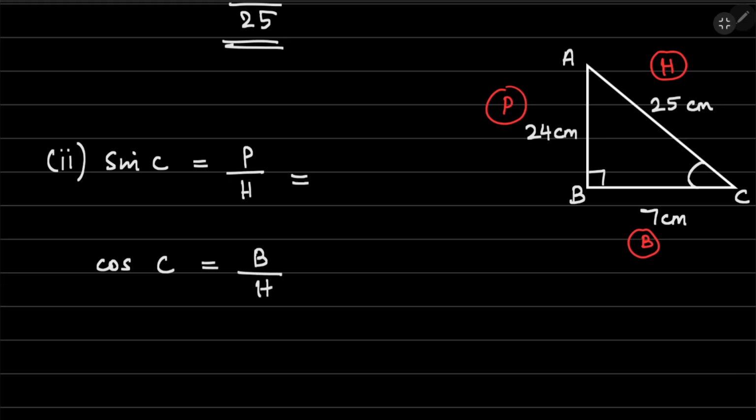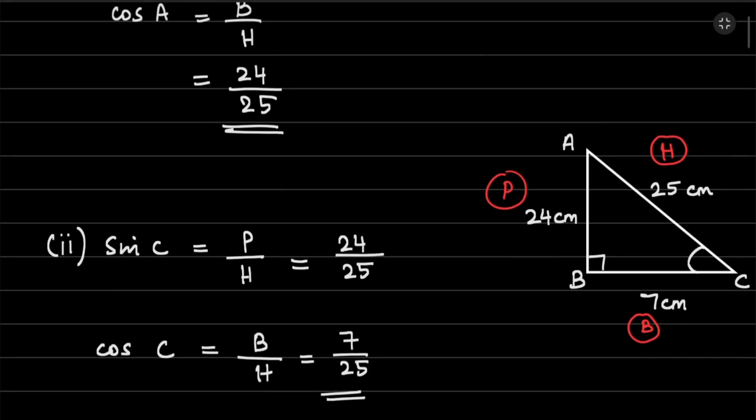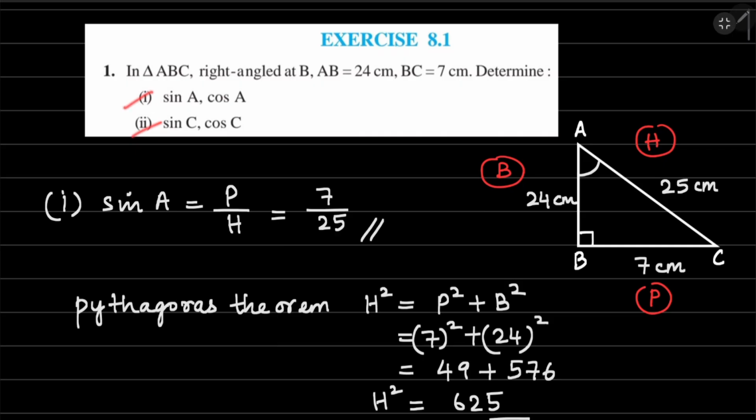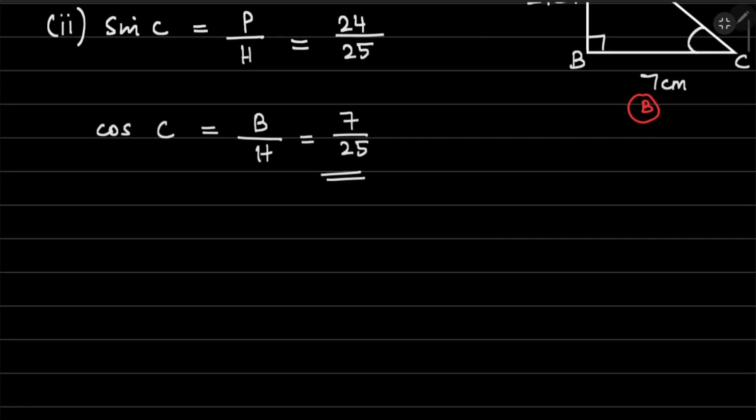What is sin C? 24 is your perpendicular, by hypotenuse is 25. What is cos C? Base by hypotenuse. Base is 7, hypotenuse is 25. That's your answer. So if you know all the three sides, you can find out all the 6 trigonometric ratios. If you know any two sides, you can find the third side using Pythagoras theorem. So we have done all of these questions. Let's move on to the second question.